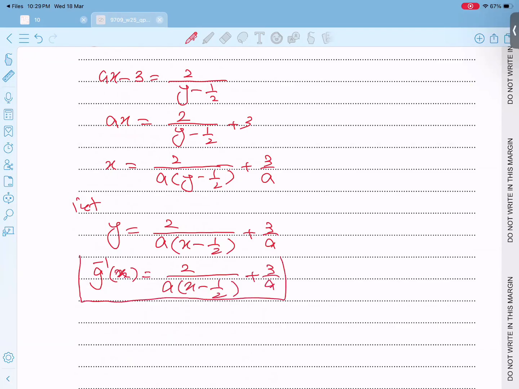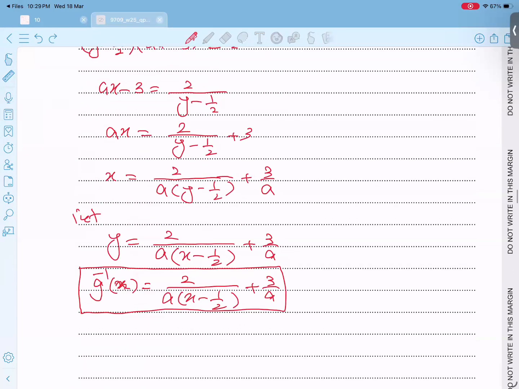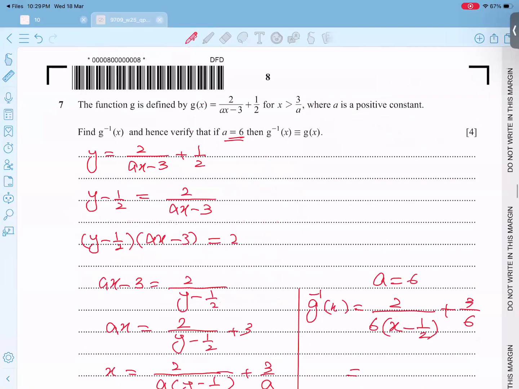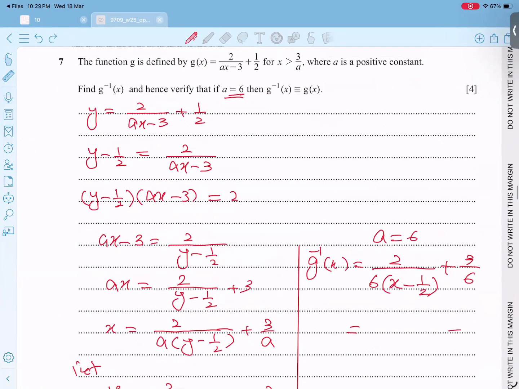But now the next part: he's saying that if the a value is 6, we have to prove that g inverse and g are exactly equal to each other. So I'm putting 6 here and replacing a. Let's see what happens for g inverse. Then 6 comes this side, and x minus this, and plus 3 over 6. This cancels out. Ultimately my target is to get this form, and you see this is cancelable, and I can get my half answer clearly.